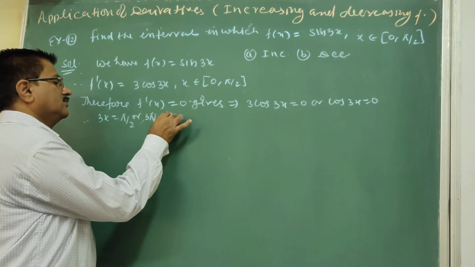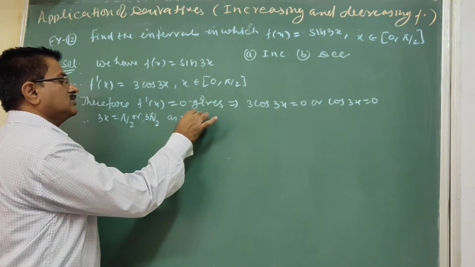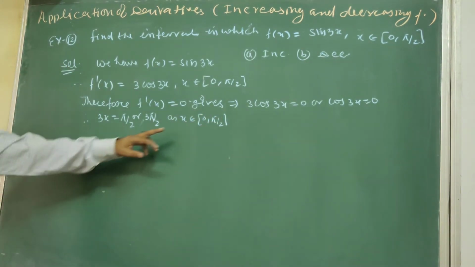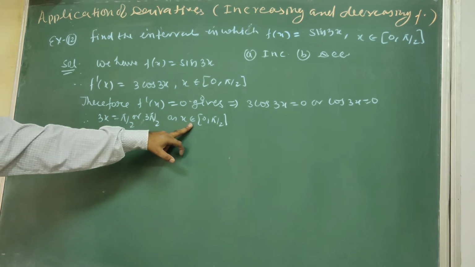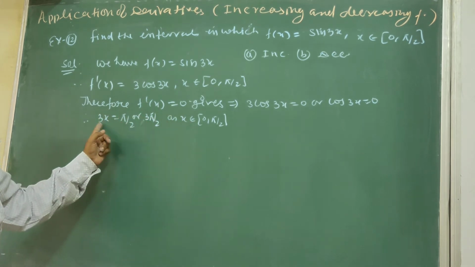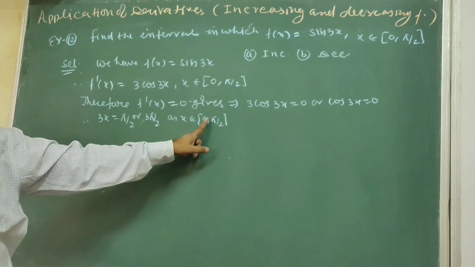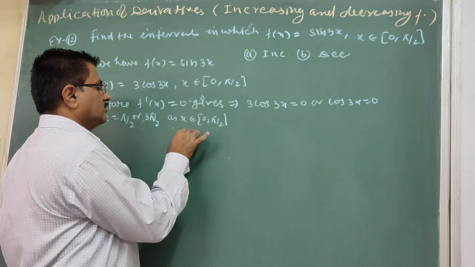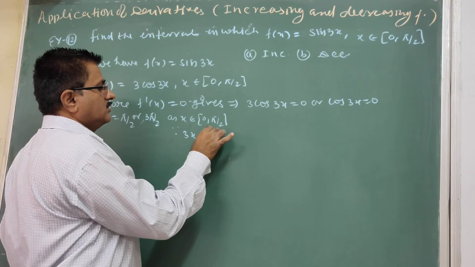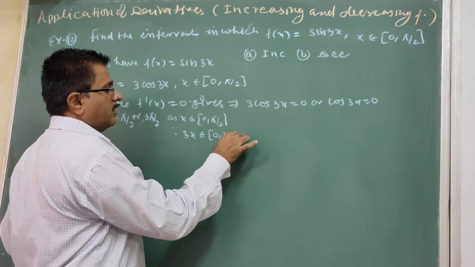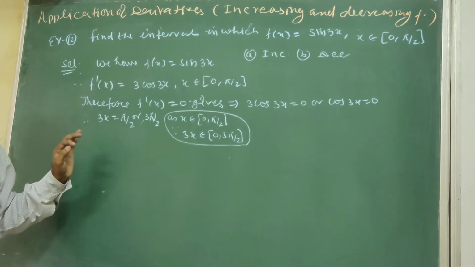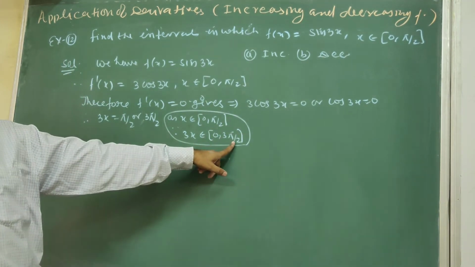Because x belongs to 0 to pi by 2. You have to take x only belongs to 0 to pi by 2. Then 3x will be 0 to 3 pi by 2. Right? So 3x belongs to 0 to 3 pi by 2. Means you have to find a point between 0 to 3 pi by 2.